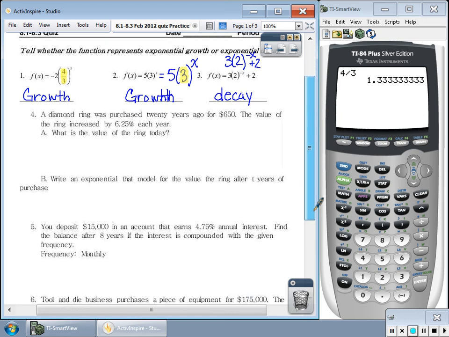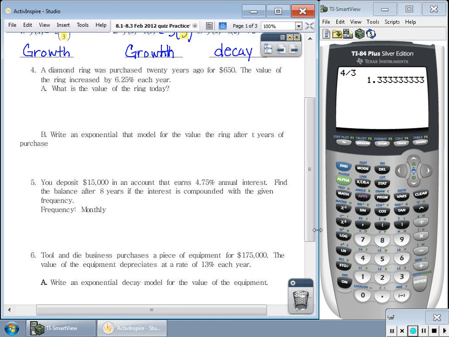So now let's get into the good stuff. A diamond ring was purchased 20 years ago for $650. The value of the ring increased by 6.25% each year. What is the value of the ring today?